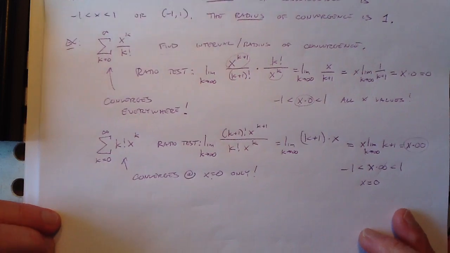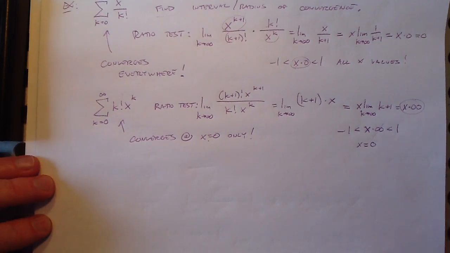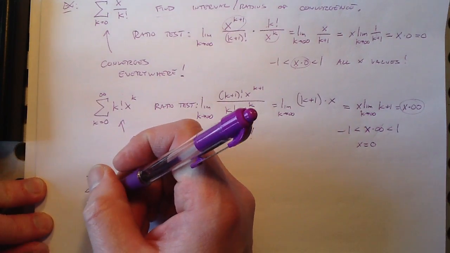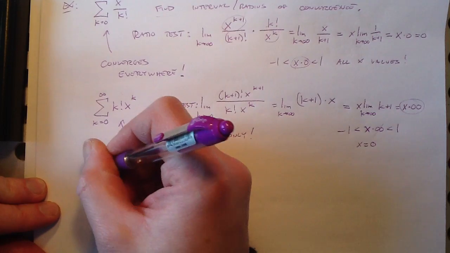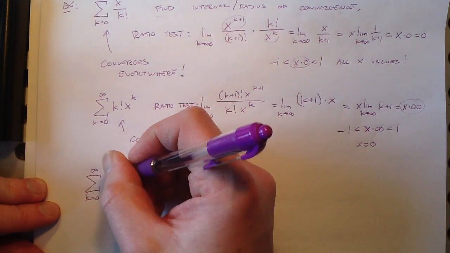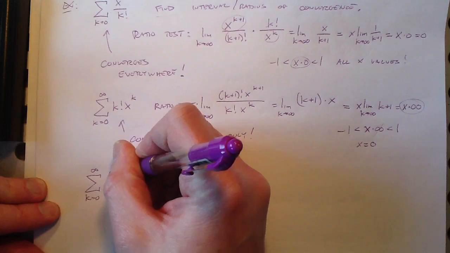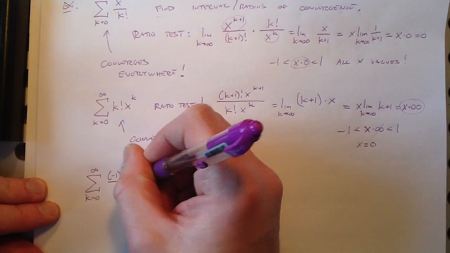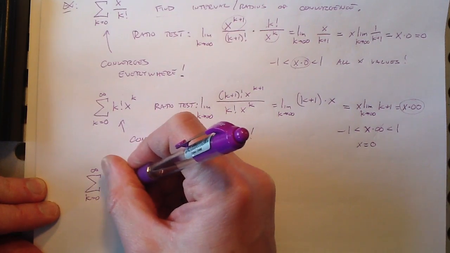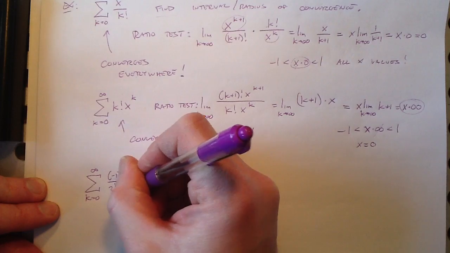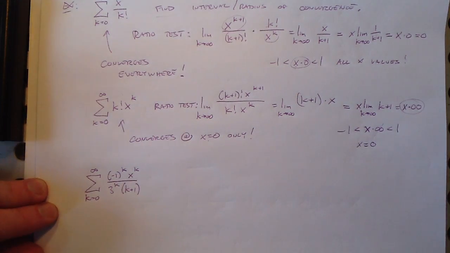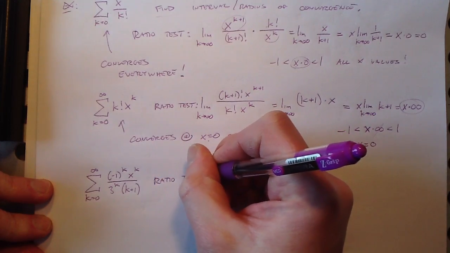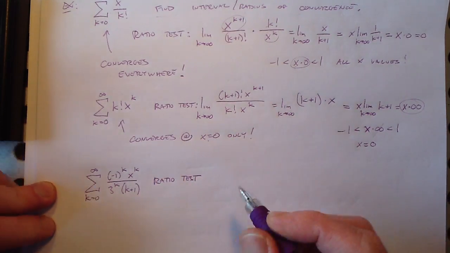So let's do one more example and see what it looks like when we have the in-between. Let's see, how about this? The sum from k equals 0 to infinity of negative 1 to the k, x to the k, over 3 to the k times k plus 1. Well, that's kind of crazy looking. Let's see if we can figure it out. Where does this series converge?